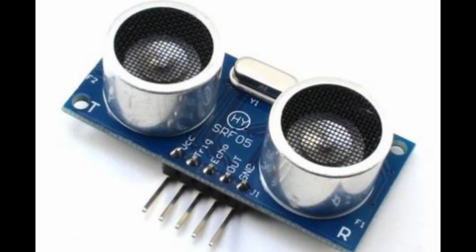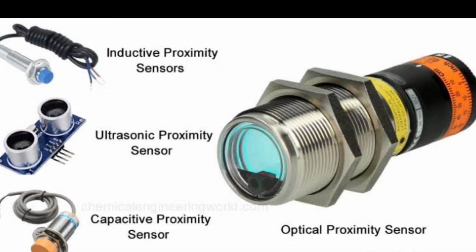When a target enters a sensor field, depending upon the type of proximity sensor, sound, light, infrared radiation or an electromagnetic field may be utilized by the sensor to detect the target. Proximity sensors are of different types like inductive, capacitive, ultrasonic, optical and infrared.